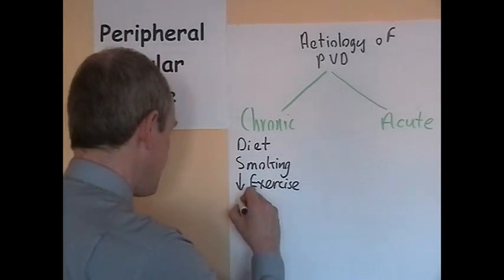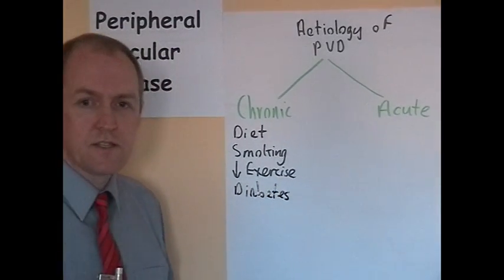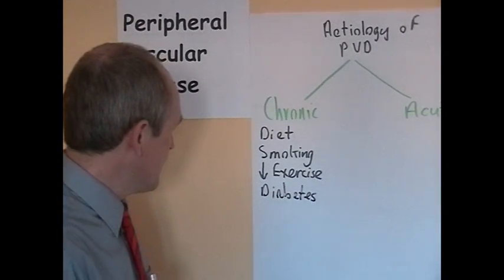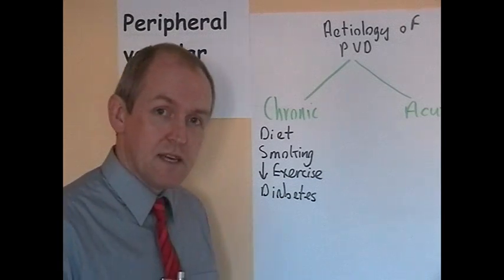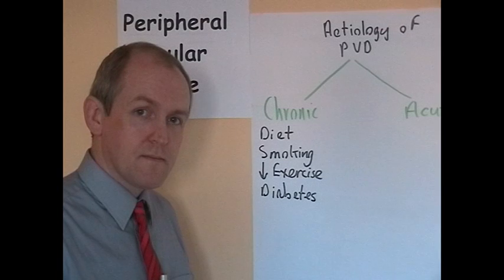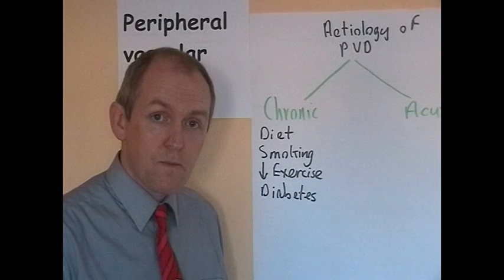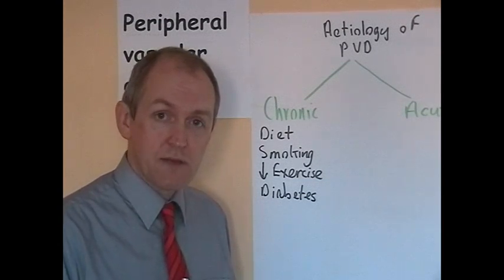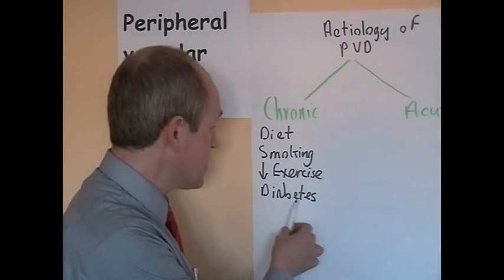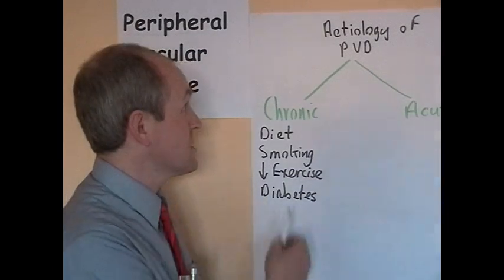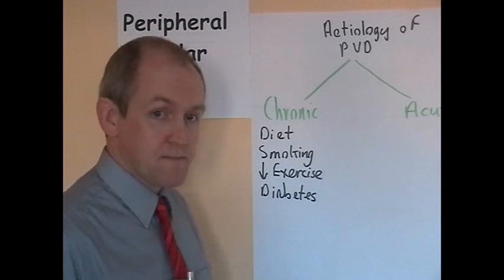Diabetes mellitus is certainly a factor. In fact, diabetes mellitus and smoking seem to be 2 of the main factors in the development of ischemic limb disease. The key thing with diabetes is how well it is controlled. If a patient has good glycemic control and near normal levels of blood sugar, then the long-term complications of diabetes, such as peripheral vascular disease, the chances of that will be minimised.